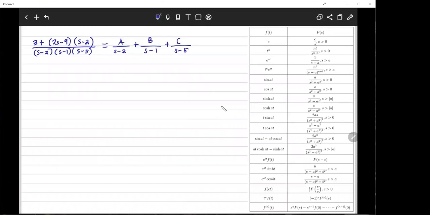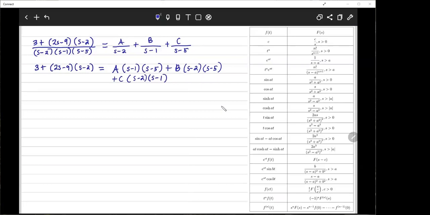And then let's multiply both sides by s minus 2, s minus 1, s minus 5. So ang matitira ay 3 plus 2s minus 9, s minus 2 equals A times s minus 1, s minus 5, plus B, s minus 2, s minus 5, plus C, s minus 2, s minus 1.